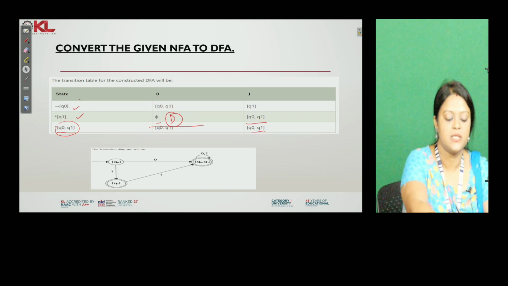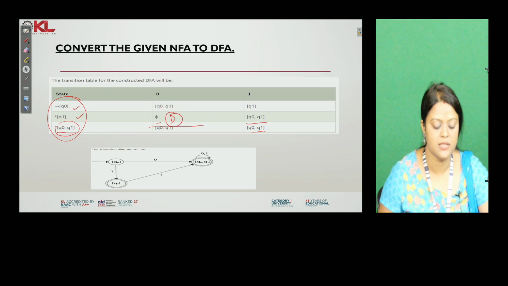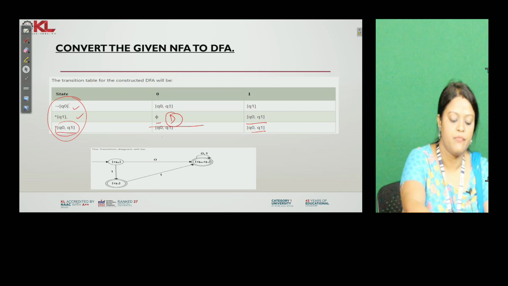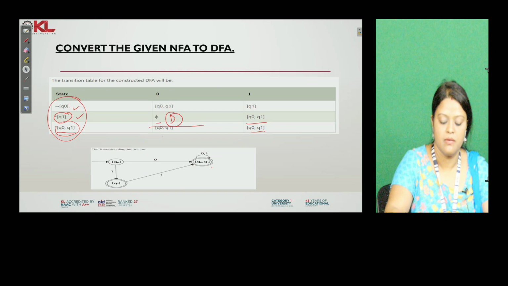So now we have 3 states with 2 final states, because our previous final state was Q1. So both of these will be final states here. So this is the initial state and both of these are final states. So if we draw Q0, this is the diagram.